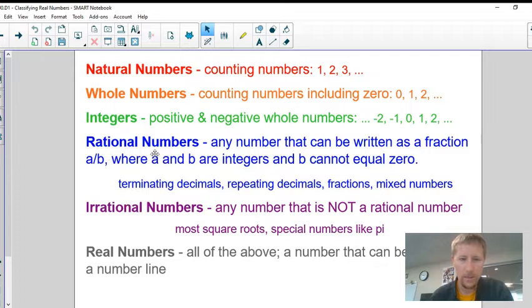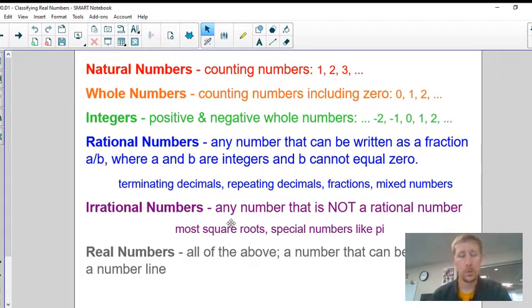So if it's not rational, it's what we call irrational. So any number that's not a rational number is our definition there. So what are irrational numbers then? Well, most square roots are irrational. We have to be careful. I didn't say all square roots, but most of them.